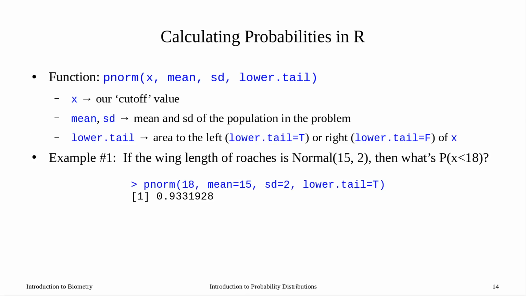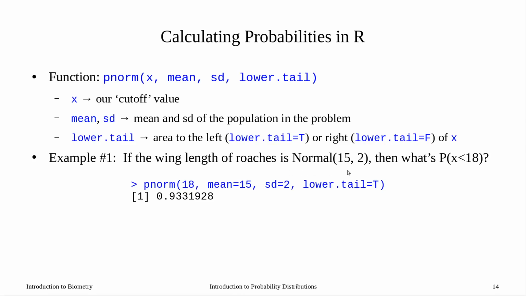If the wing length of roaches is normally distributed with a mean of 15 and a standard deviation of 2, then what's the probability that we find an individual less than 18? We did this probability by hand, and we came up with a probability of 0.933. What does R give us?